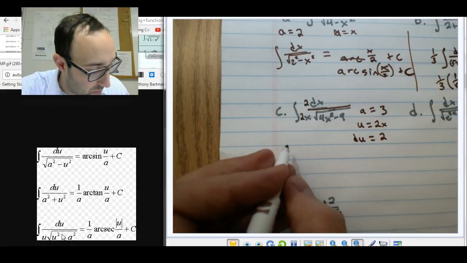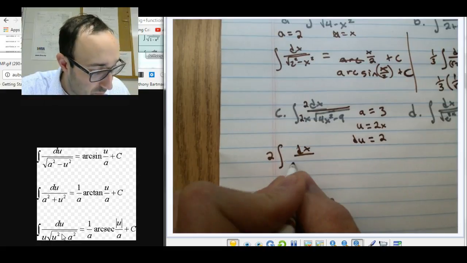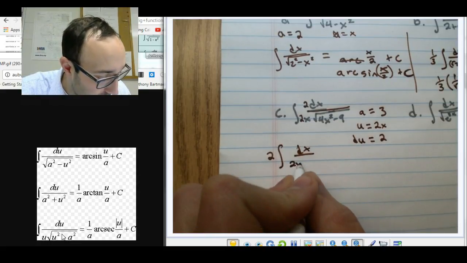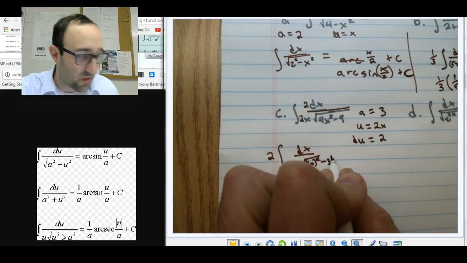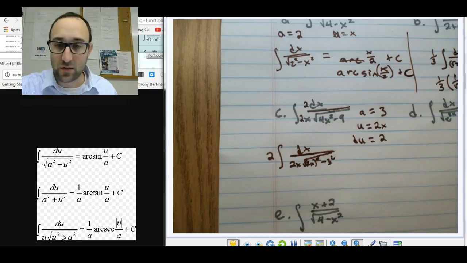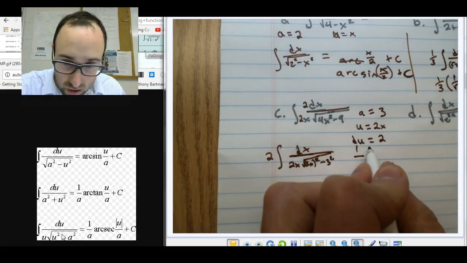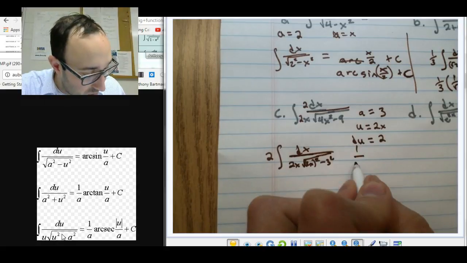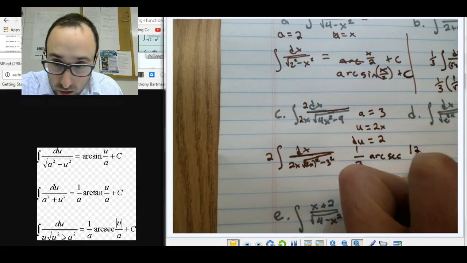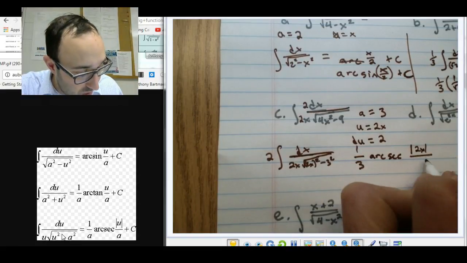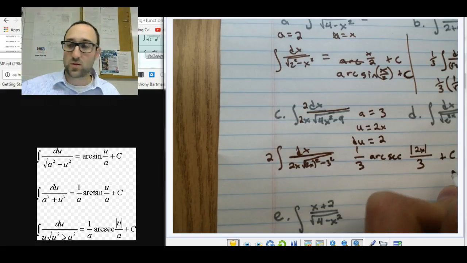So now I can say this is the same as 2 times the integral of dx over 2x square root of (2x) squared minus 3 squared. I'm just putting all those squares in there so that you can see it all. Now I know what a is, so I'm going to say 1 over a, which is 3, then arcsecant of the absolute value of u, which I have as 2x, all over a, which is 3, plus c. There would be my answer for this one.